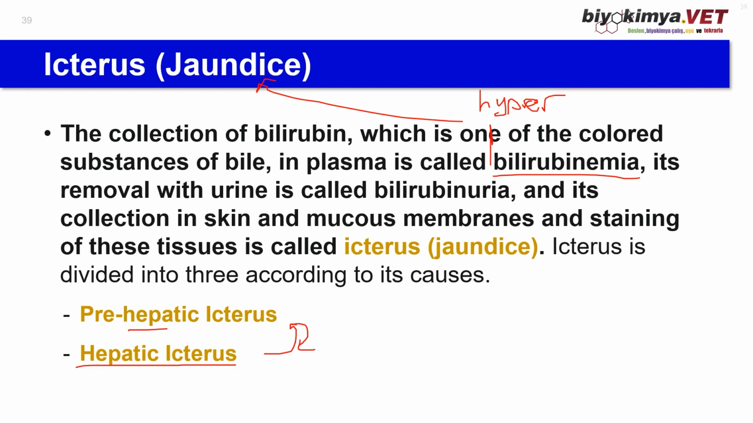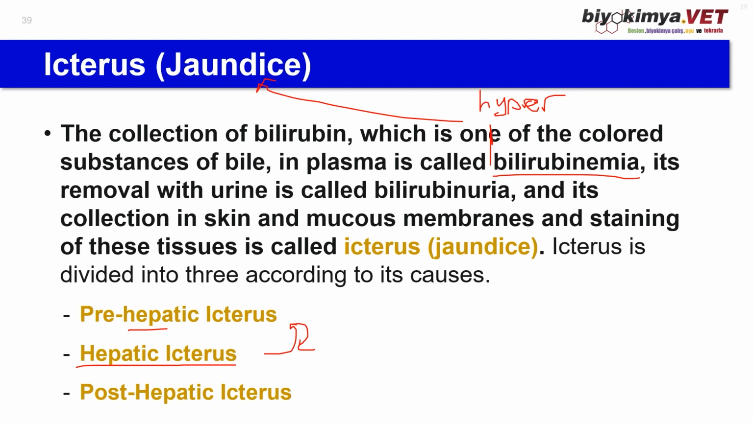Hepatic icterus occurs due to reasons such as hepatitis and poisons, which impair the liver cell's ability to take up bilirubin from the blood and excrete it into the duct. Post-hepatic icterus, we also call it obstructive, retentional, mechanical. This type of jaundice is the result of a mechanical obstruction of the bile ducts due to inflammation, stones, parasites, tumors, etc. And these reasons lead to the accumulation of bile in liver cells and tissue.